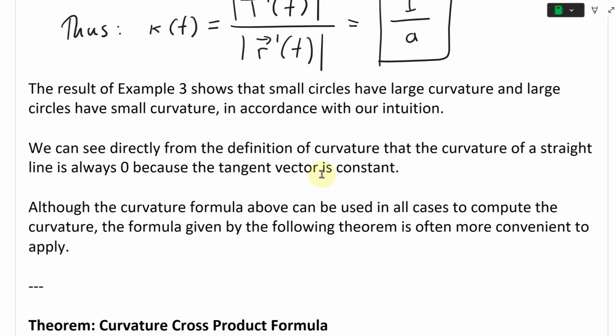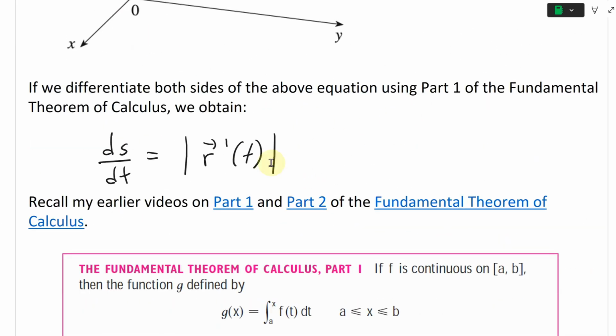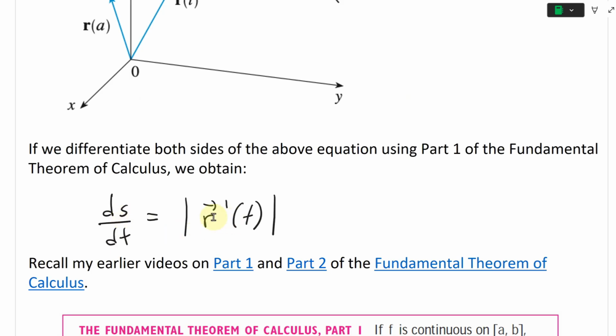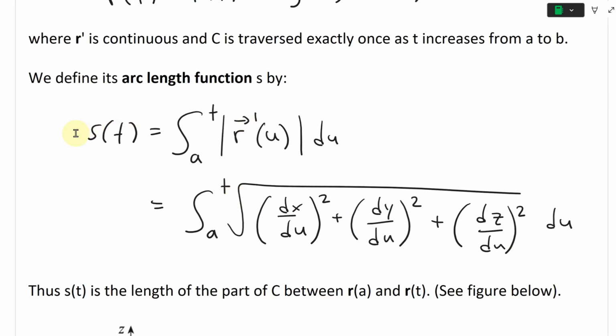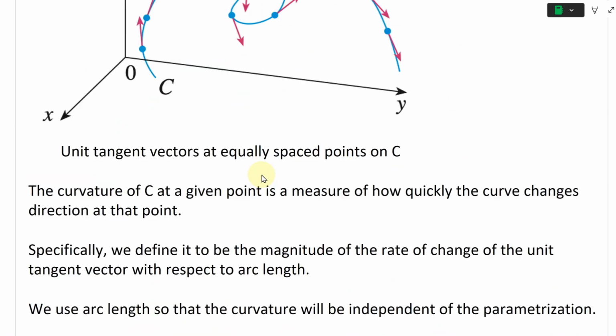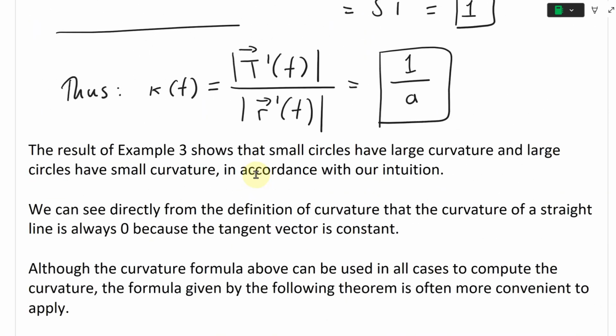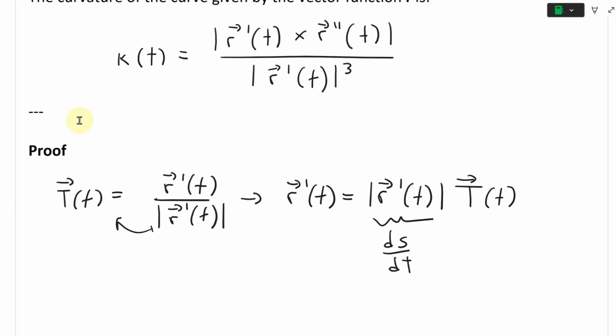Here I just teleported above to where we dealt with the fundamental theorem of calculus. Again, ds over dt equals the magnitude of the derivative of the vector function, r prime of t. That's just from the integrand. So this is the arc length function, and the derivative of this is just the integrand inside, using part 1 of the fundamental theorem of calculus. I put that there so that when I upload this section's playlist, it will be all complete if I upload this separately.